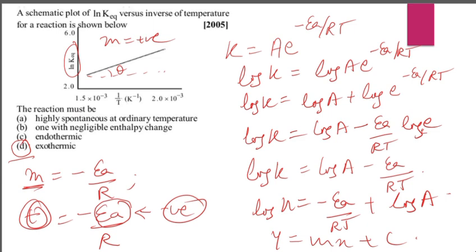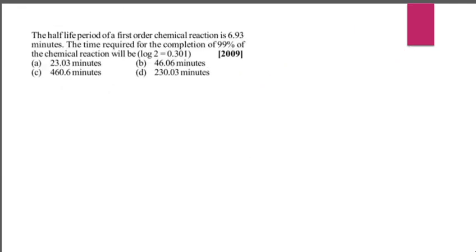Okay, now let's move to the next question. See this question on half life period. It says half life of a first order reaction. Now quickly let's write down the formula for the half life. T half for a first order reaction is 0.693 divided by rate constant k. Now the rate constant is given as 6.93.